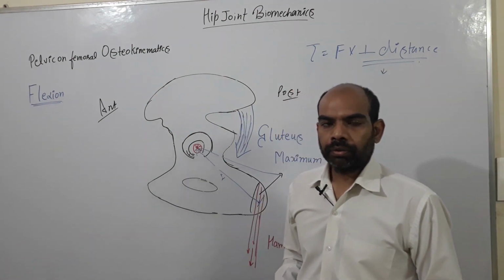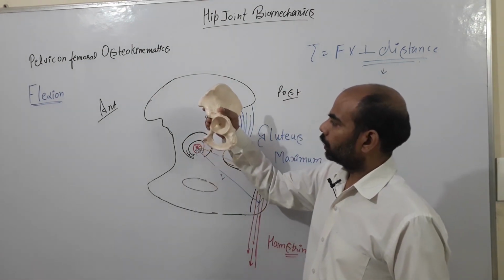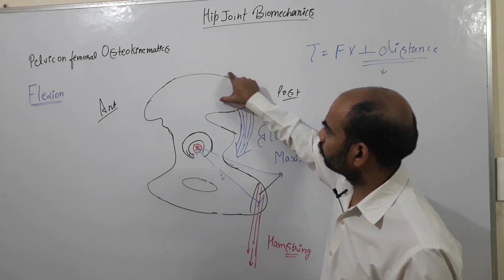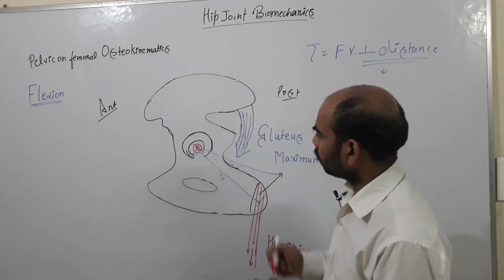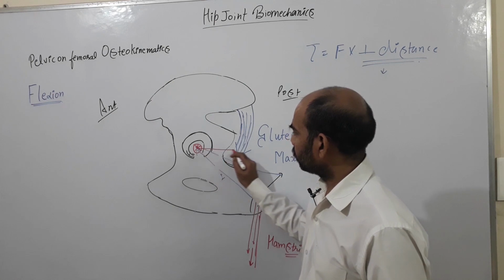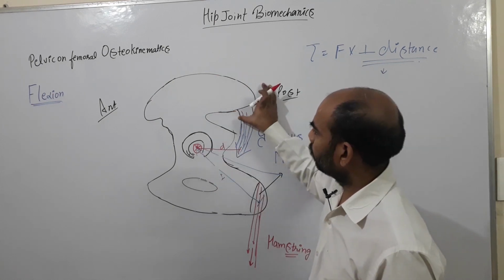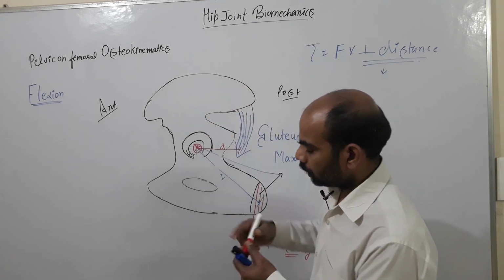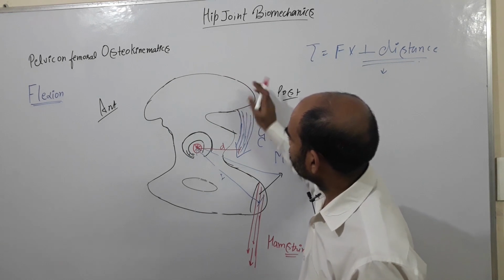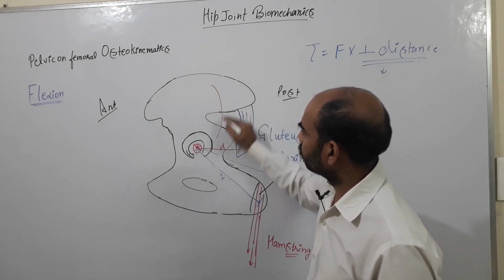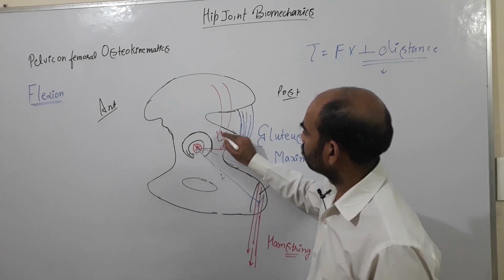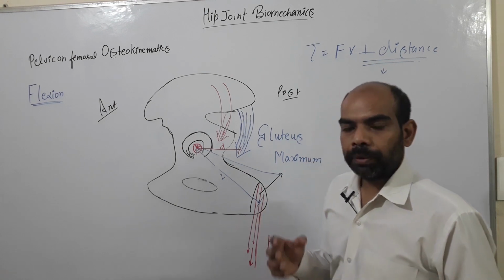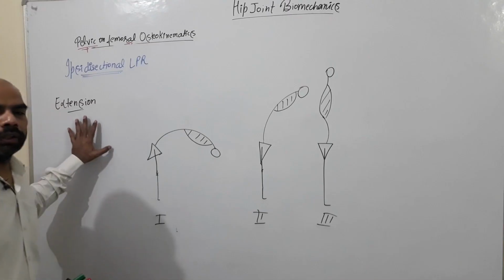In the case of gluteus maximus, when the hip bone rotates anteriorly, the attachment site of gluteus maximus moves anteriorly. So previously, in neutral position, this is the perpendicular distance. When the hip bone rotates anteriorly, this attachment site of gluteus maximus comes closer. So the force of gluteus maximus comes closer to the axis of rotation, which decreases the perpendicular distance.